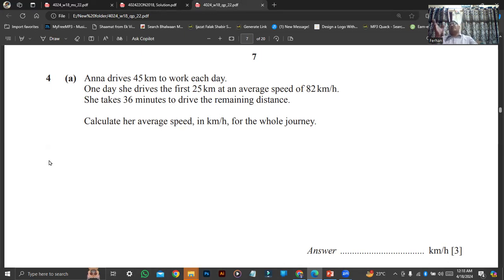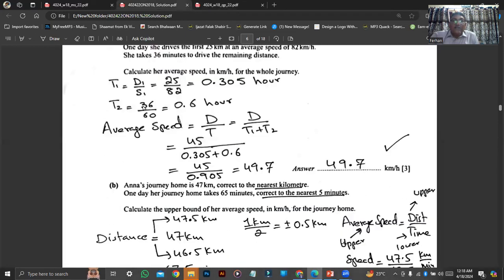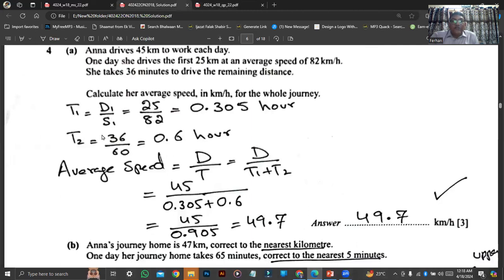So once I know the time for the first portion, and I already know the time for the second portion, that is 36 minutes, then I will know the total time taken for this journey. The average speed will be the total distance traveled, which will be 45 kilometers, divided by the total time taken, and I will be able to find out the average speed. Okay, so here we go.